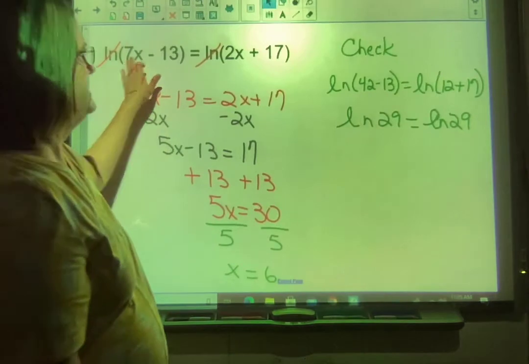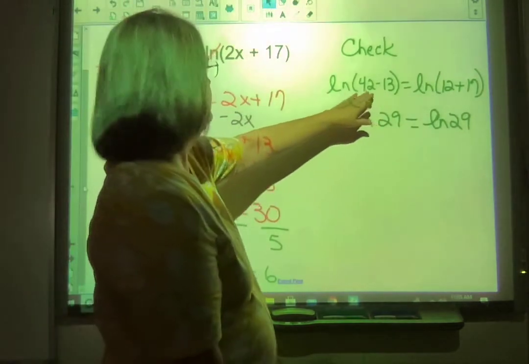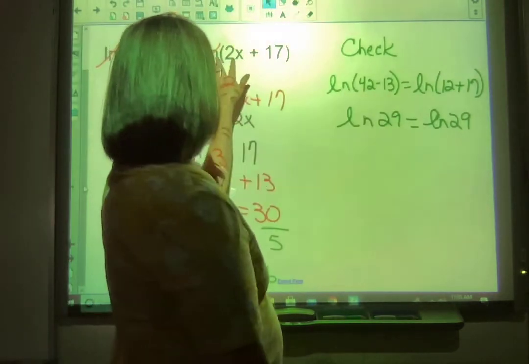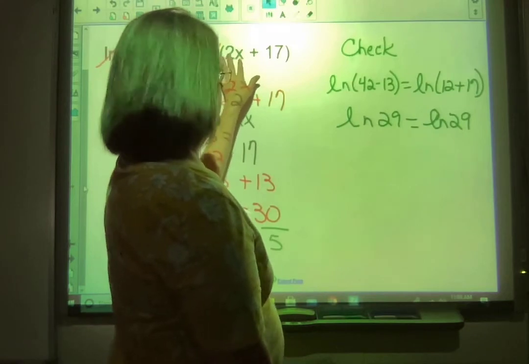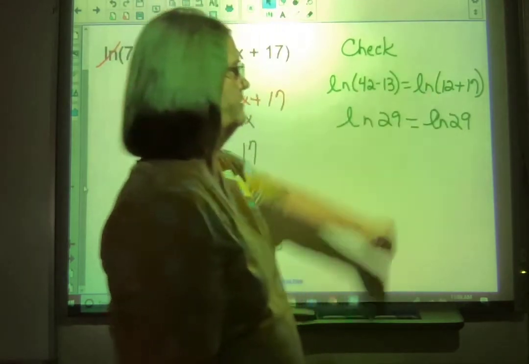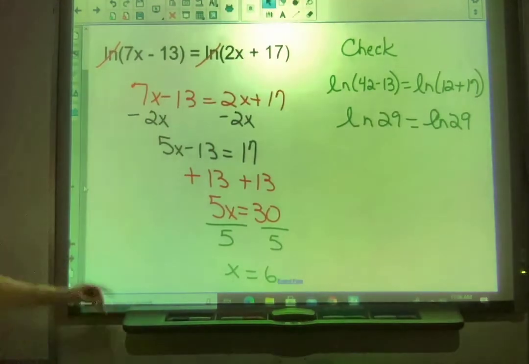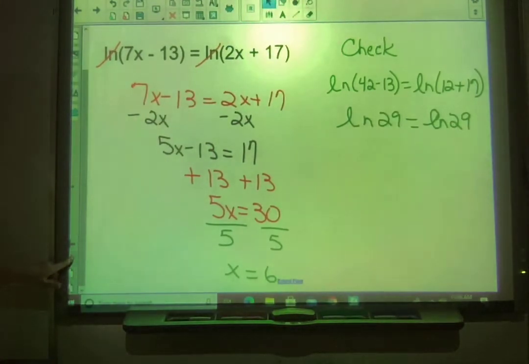So 7 times 6 is 42. We're checking. Natural log of 42 minus 13, and 2 times 6 is 12, plus 17, but we end up with natural log 29 equals natural log 29 on both sides. So that answer checks.